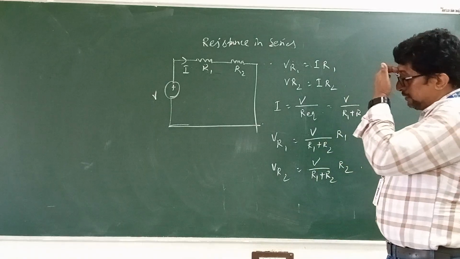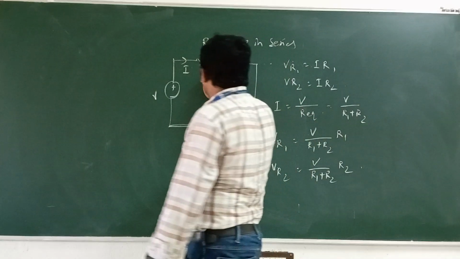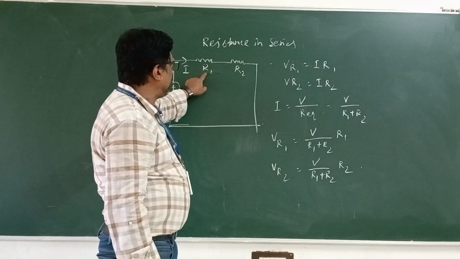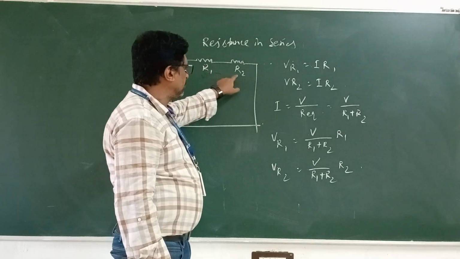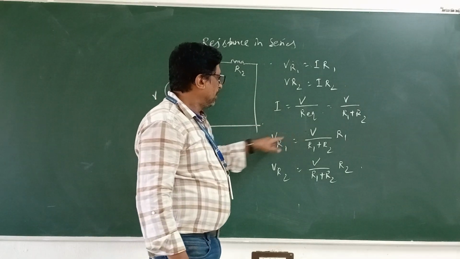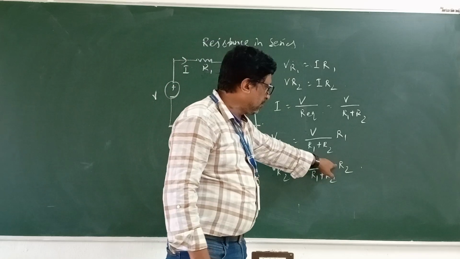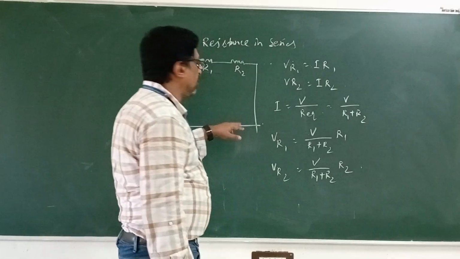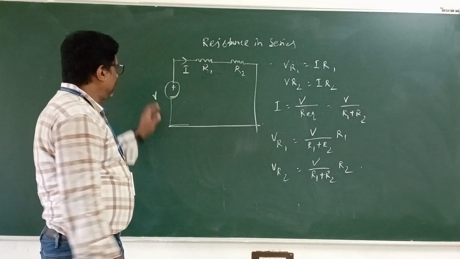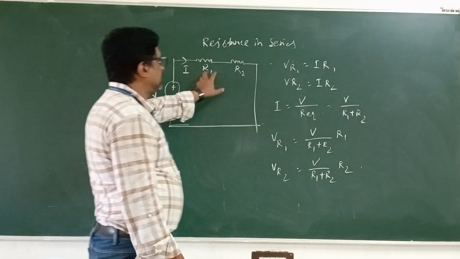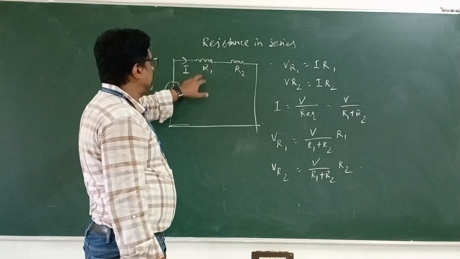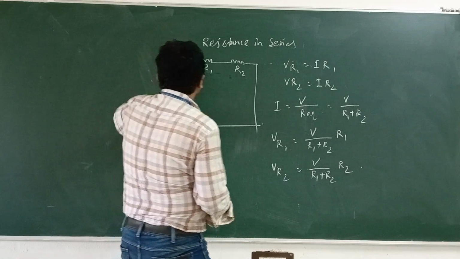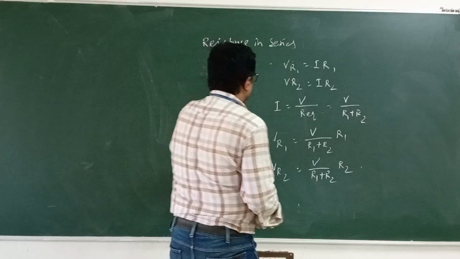So the voltage across R1 equals R1 divided by the total resistance, the summation of the two resistances, into the total voltage V. The voltage across R2 similarly equals R2 divided by the total resistance into the total voltage V. This is called voltage division in a series circuit. If our total voltage and the resistances are known, we can calculate the voltage across R1 and R2 individually. Then we go to resistance in a parallel circuit.